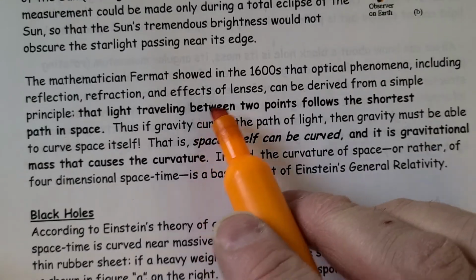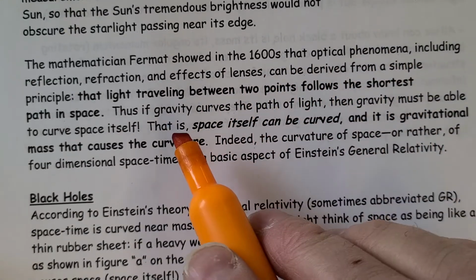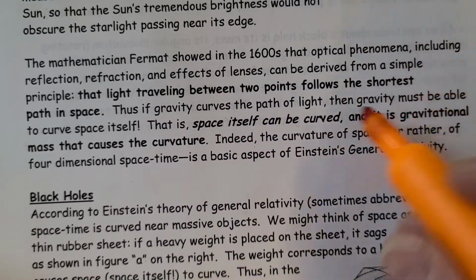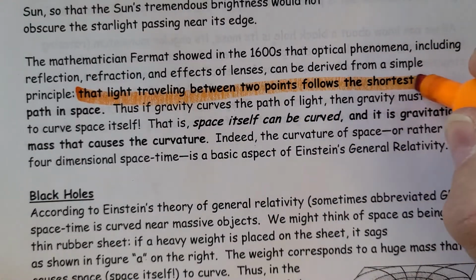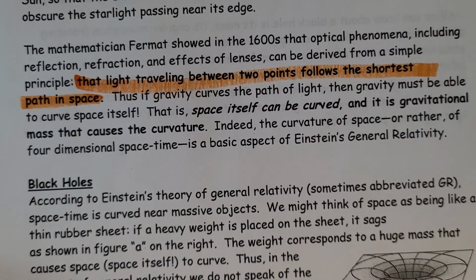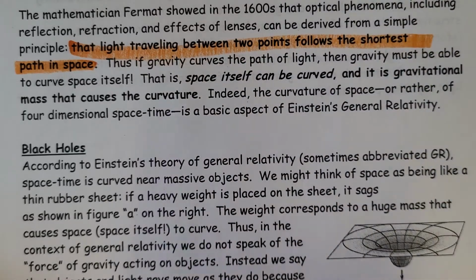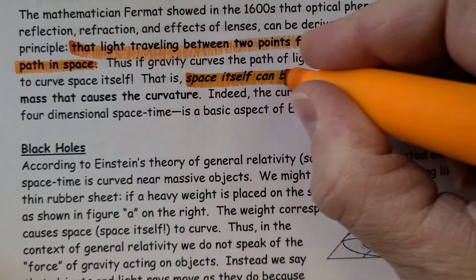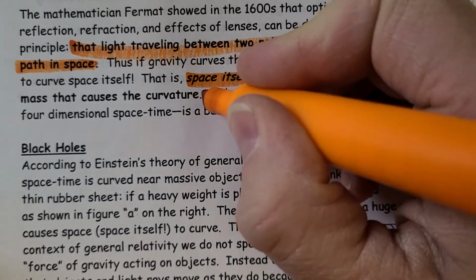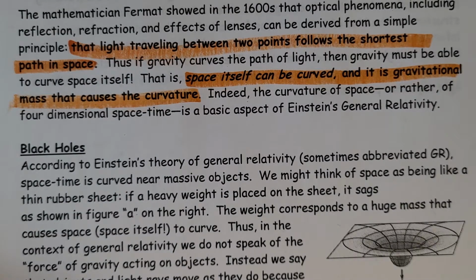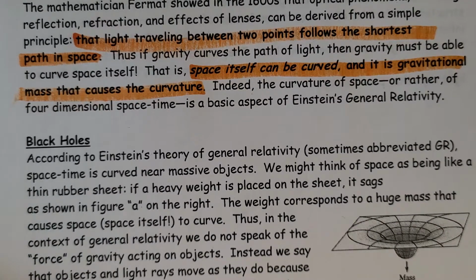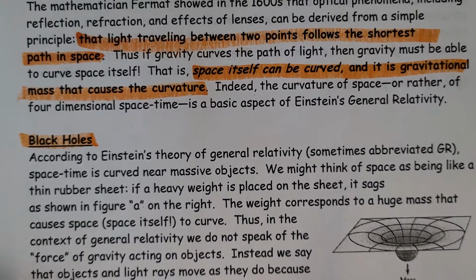The mathematician Fermat showed in the 1600s that optical phenomena, including reflection, refraction, and the effect of lenses, can be derived from the simple principle that light travels between 2 points using the shortest distance. Thus, if gravity curves the path of light, then gravity must be able to curve space itself. If you can curve light, you curve the space that's around it. That is, space itself can be curved, and it is a gravitational mass that causes that curvature to happen. Indeed, the curvature of space, or rather a four-dimensional space-time itself, is a special aspect of Einstein's general theory of relativity. And of course, that leads right into black holes.